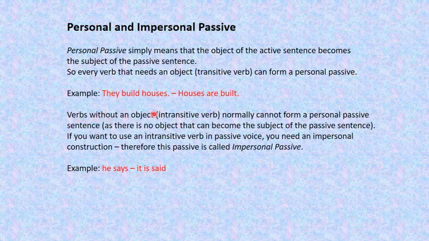Verbs without an object, which are intransitive verbs, normally cannot form a personal passive sentence as there is no object that can become the subject of the passive sentence. If you want to use an intransitive verb in passive voice, you need an impersonal construction. Therefore, this passive is called impersonal passive. For example, he says, it is said.